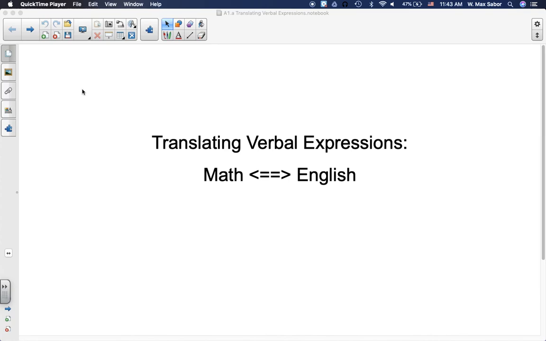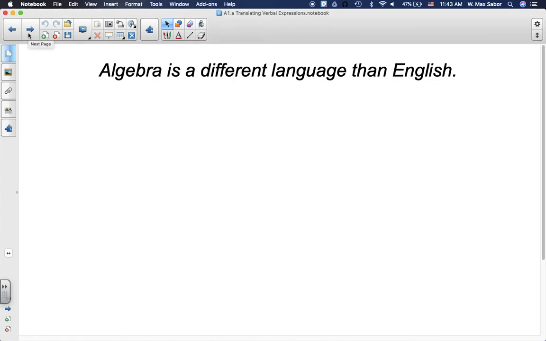Translating verbal expressions between math and English. I have a claim, which is that algebra is a different language than English. In the Algebra 1 course, part of it is learning algebra, and part of it is learning how to translate between your native language and algebra. Since I'm speaking English, we'll be talking about translating between algebra and English.